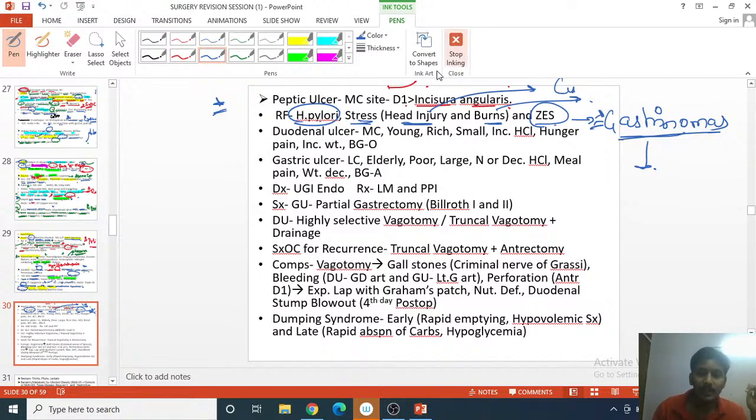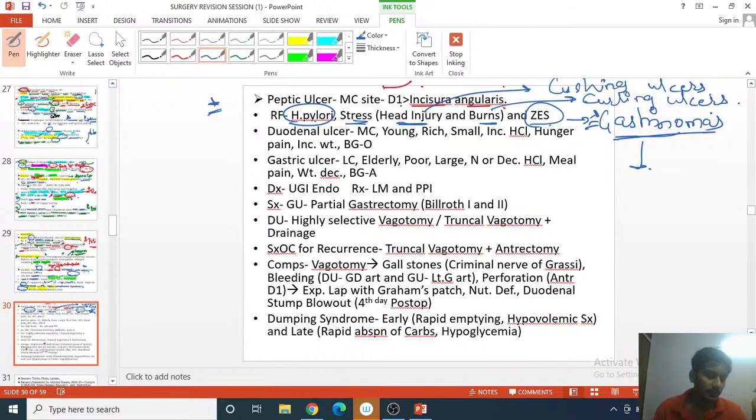Yes, so remember if they are due to head injury, then those are known as Cushing ulcers. And अगर burns की वजह से है, then those are known as Curling ulcers.